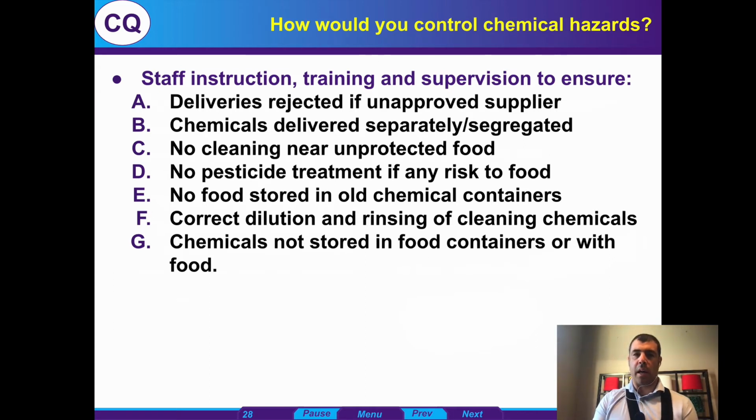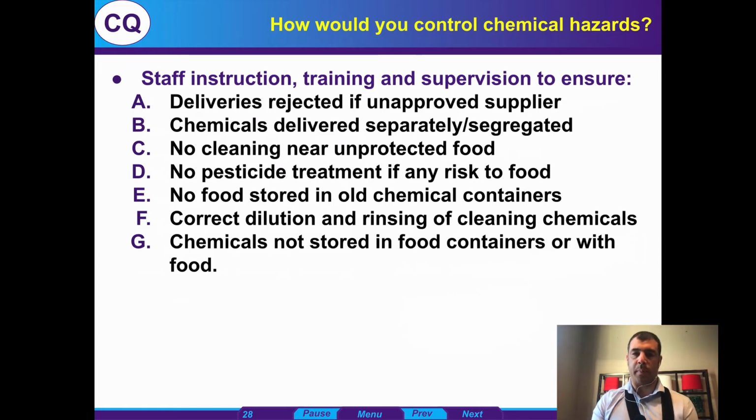No cleaning near unprotected food. So this seems very obvious, yet when I run the ship's cook certificate, in each and every single session, I see someone spraying around the food with a sanitizer or disinfectant. Obviously, food is not protected, not covered, yet they are still spraying around.